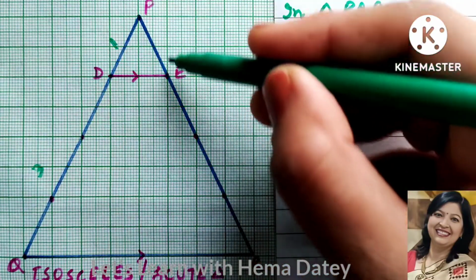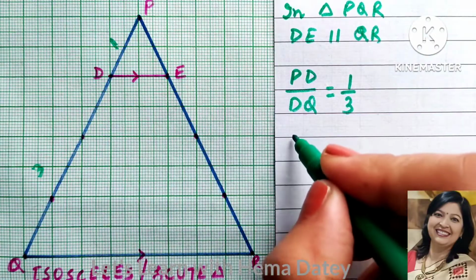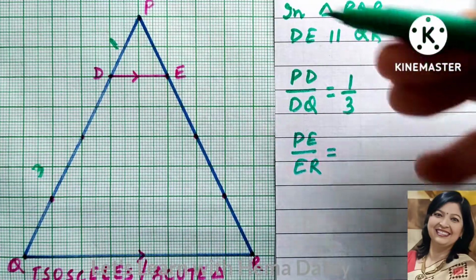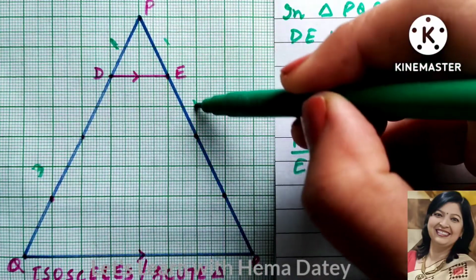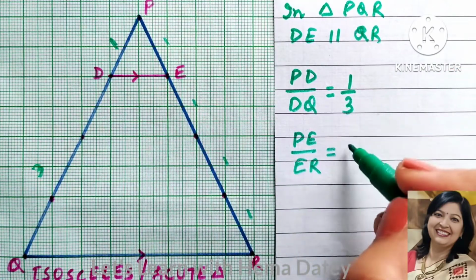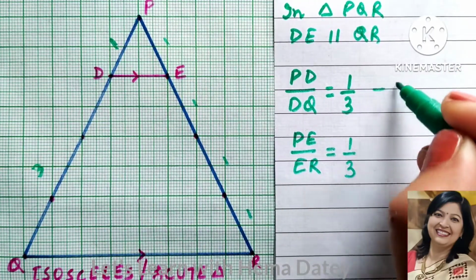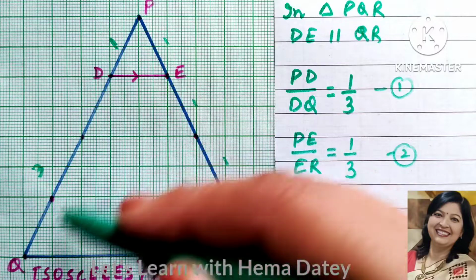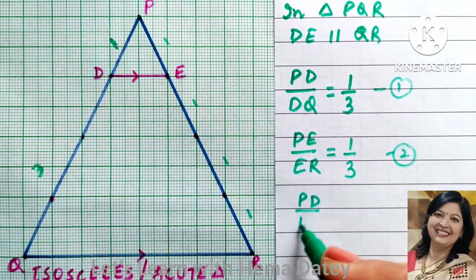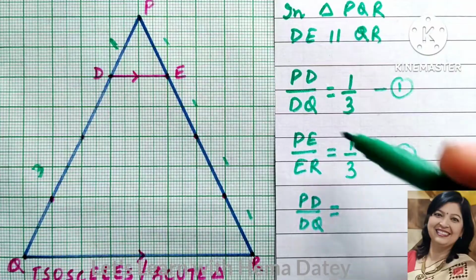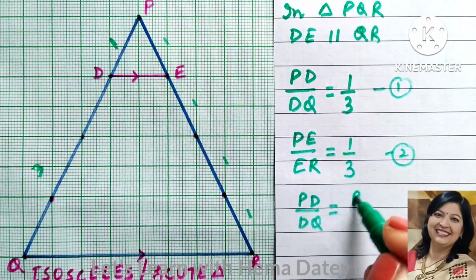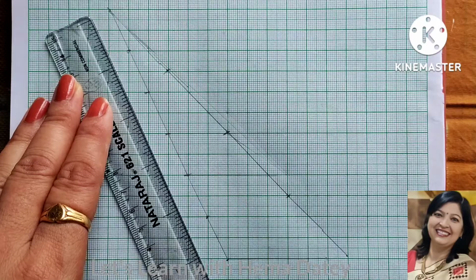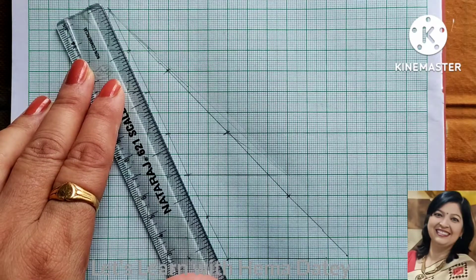and here the ratio of PE and ER is also, this is one part and these are 1, 2, 3, total 3 equal parts, 1 by 3. Let's name it equation 1, this is equation 2. From 1 and 2 we observe that PD by DQ is equal to PE by ER. Let's do the same activity for an obtuse triangle.